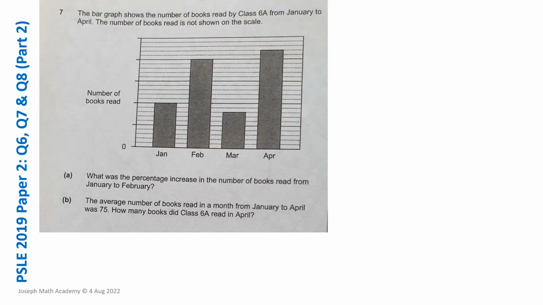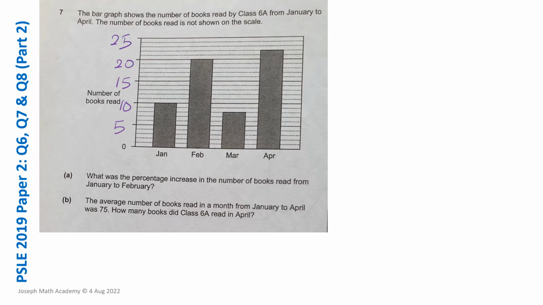Question 7 is a bar graph. Okay, now we know that there are no readings on the y-axis, but we can use units to represent. Okay, so I'm going to use units now. This is 5 units. This is, okay, let me rewrite. This is 5 units. This is 10 units. This is 15. This is 20. And this is 25.